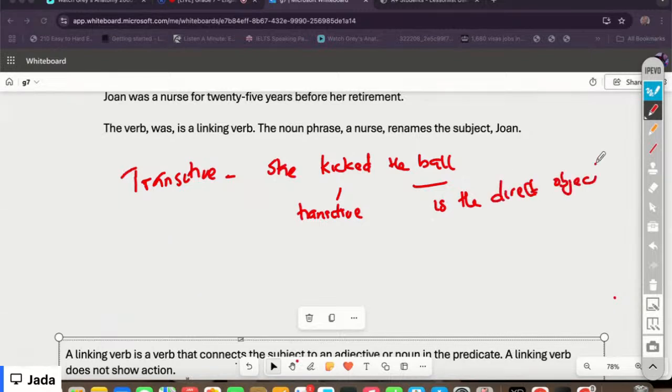Okay, so the action of kicking is done to the ball. So if you ask what is being kicked, it's going to be the ball. Okay? And then for intransitive, we have an example. Remember that intransitive.